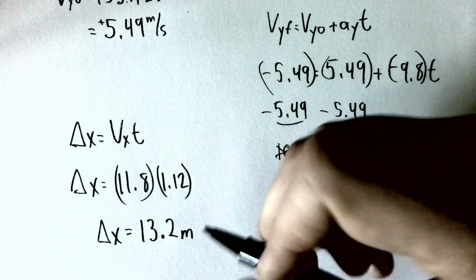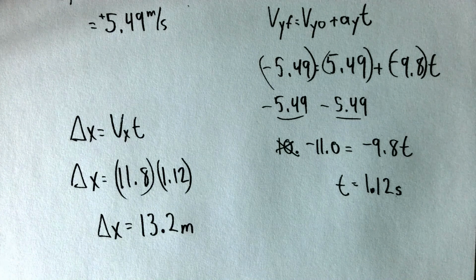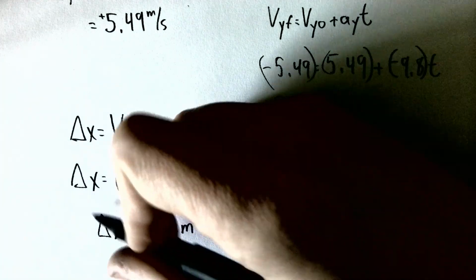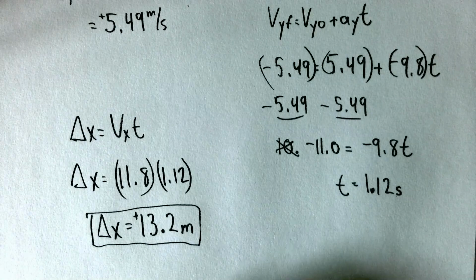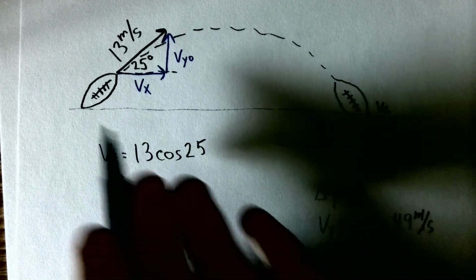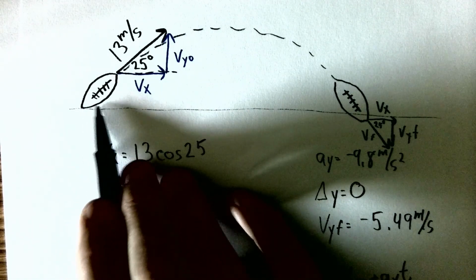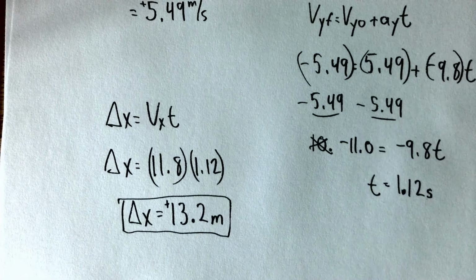13.2 meters. Positive or negative? Positive. Remember, displacement is a straight line that points from start to end. So x displacement basically points right or left. So if we start here, we end here, so displacement points this way. And we got it. We're done.